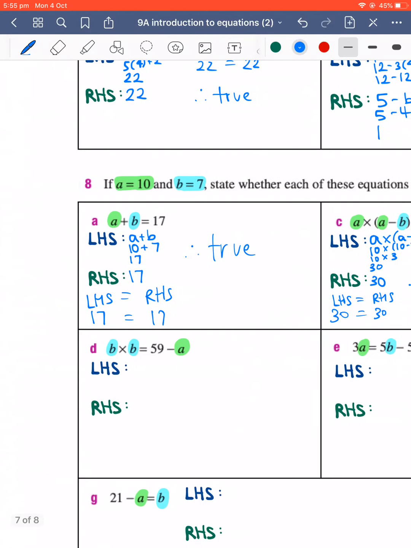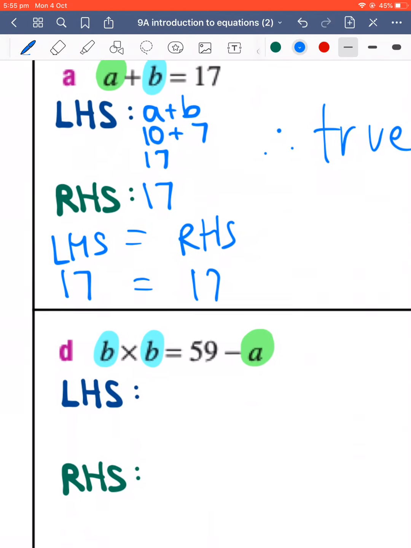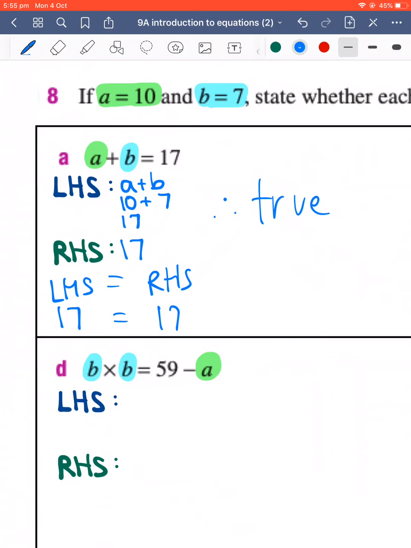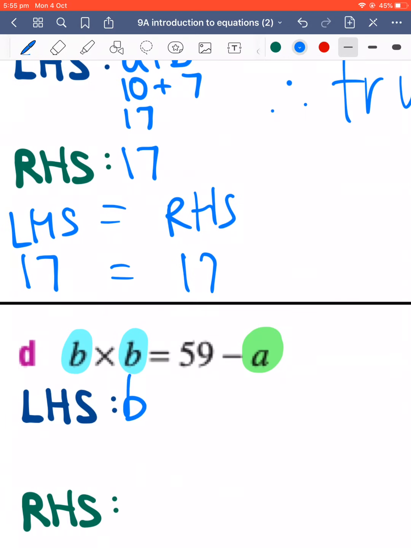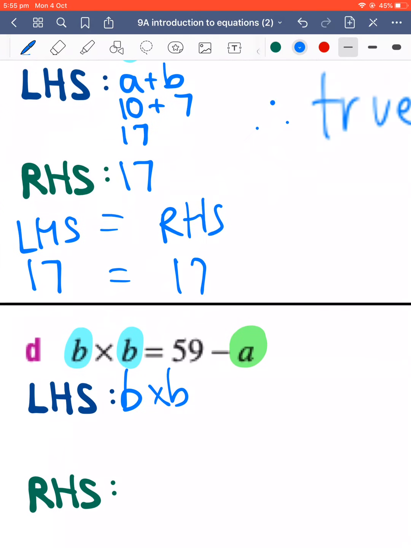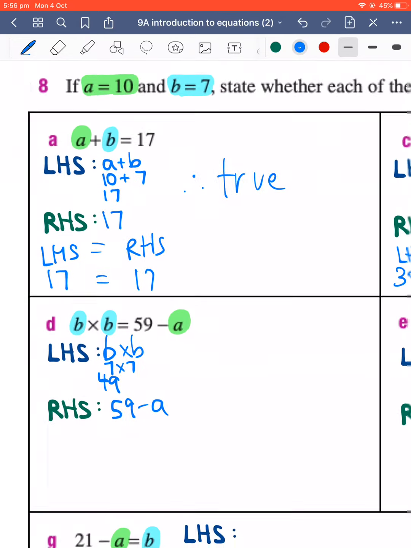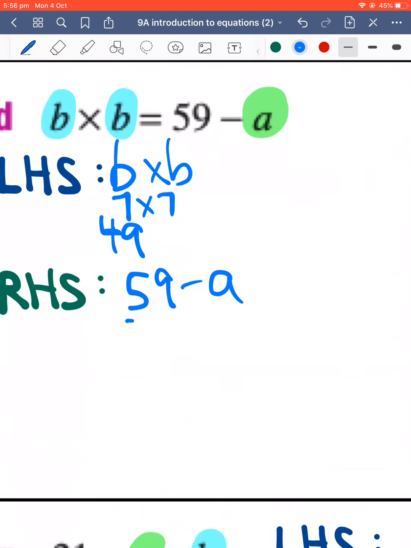Next one. Again, just substituting it in after we've written it in first. So I've got B multiplied by B, and my value for B was 7. So 7 multiplied by 7 gives me 49 overall. And my right-hand side is 59 minus A. My value for A was 10. So 59 minus 10. And again, don't skip corners by just jumping. 59 minus 10 gives me my answer of 49.